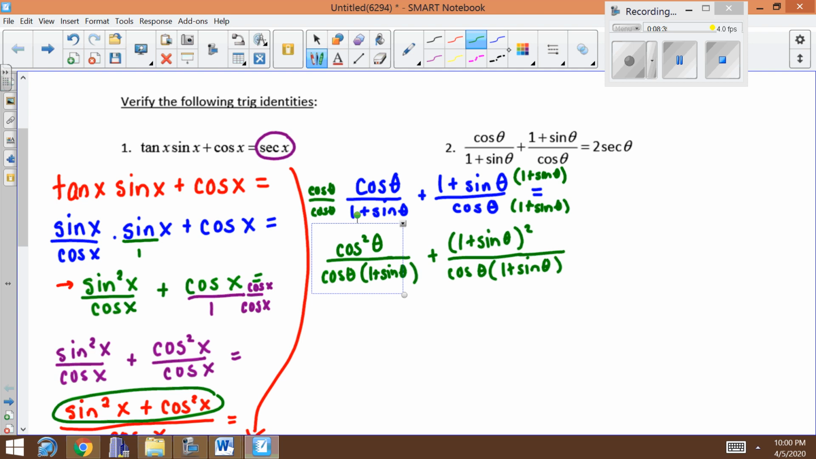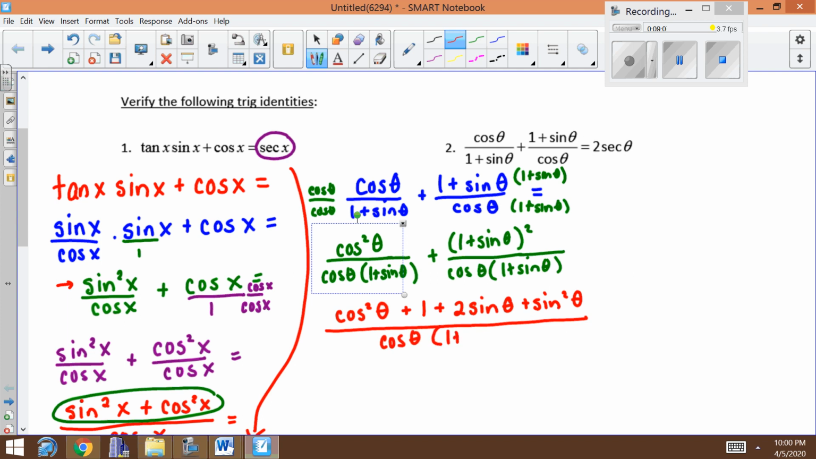Okay, so let's multiply them all the way out. We can now add them together as well. So I'm going to write, that's the cosine squared right here, plus, I'm going to multiply this all the way out. That's 1 plus the sine plus the sine, so 2 sine, and then plus the sine squared. And again, all of that is over the cosine times 1 plus the sine.